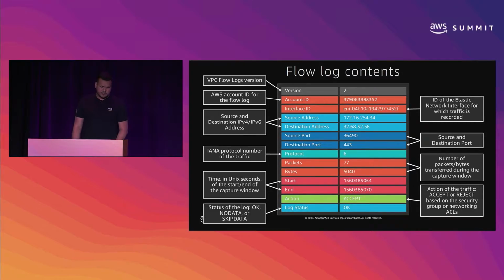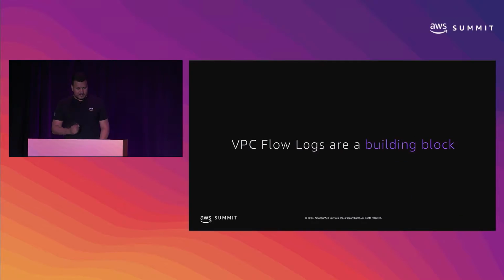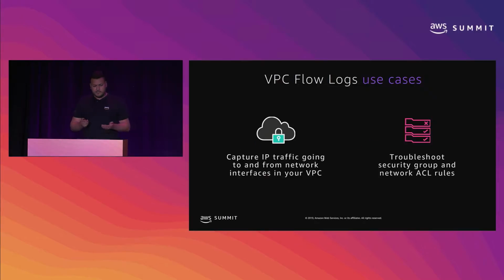And the log status as well. So that's your queue. VPC flow logs are really a building block. They don't tell the full story, but they're metadata for use cases like capturing IP traffic going to and from interfaces in your VPC, and also debugging security groups and network ACLs.